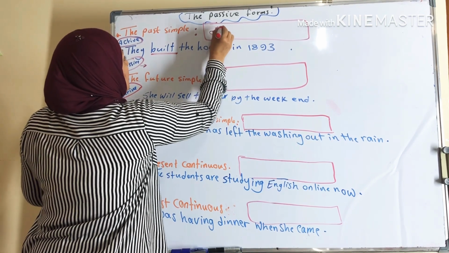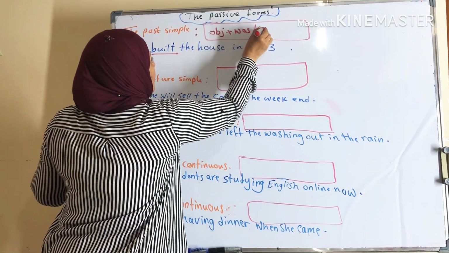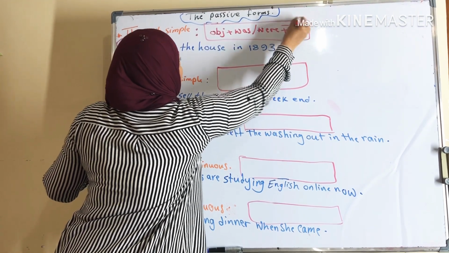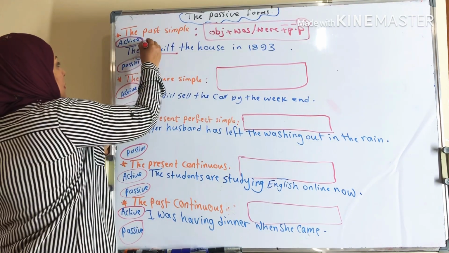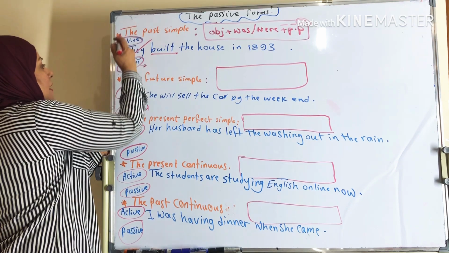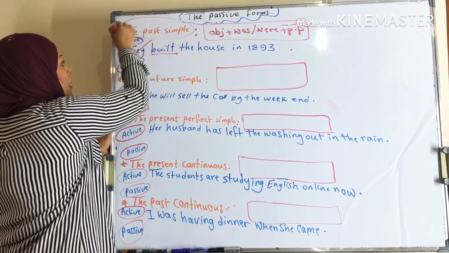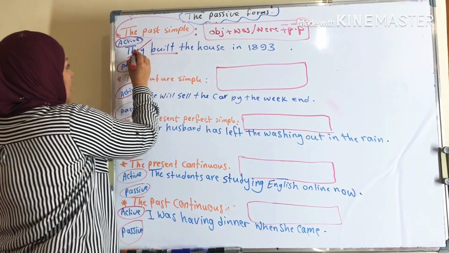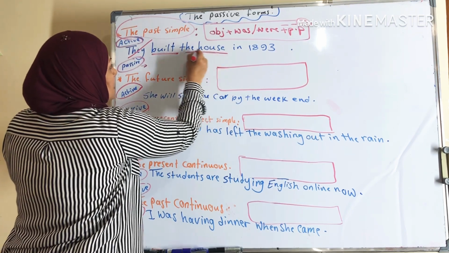Object plus was for singular, were for a plural word, and the past participle. Again, we have the third form of the verb, the past participle. They. إذا إحنا بدنا نحول هسه جملة الأكتف into passive للمبني المجهول بزمن الماضي البسيط. They built the house in 1893. They حذفناها الفاعل. The house is the object.